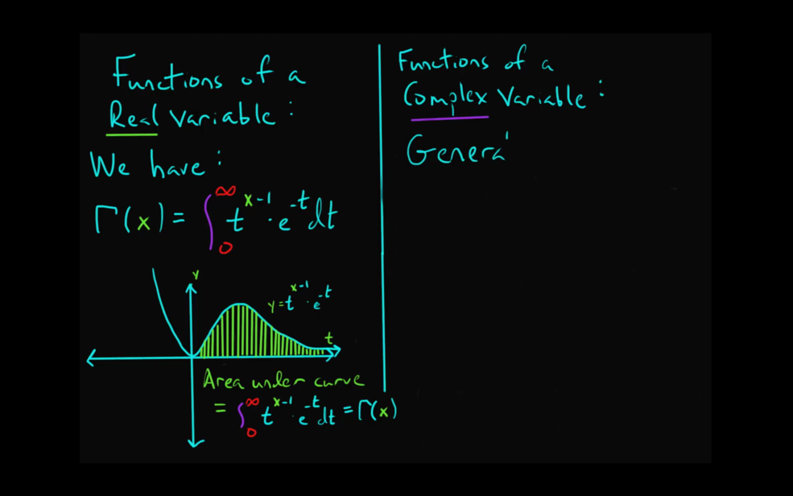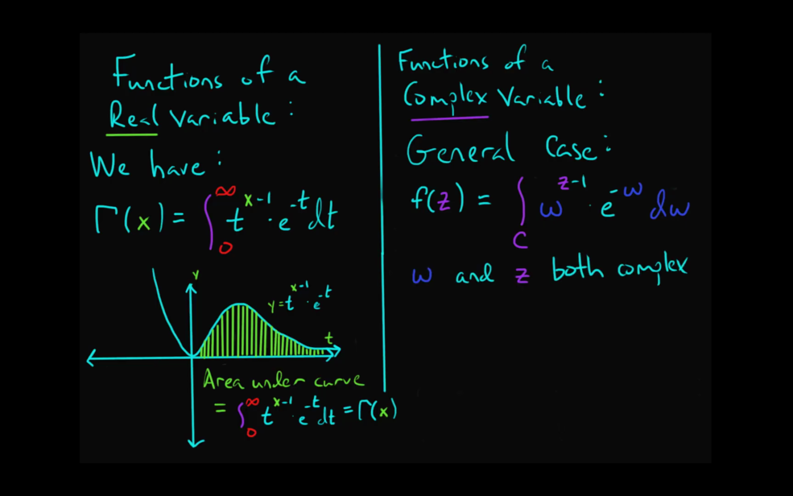So that brings us to our most general case, the case where we have f of z equals the contour integral over some contour C, which we'll discuss in this video at length. And instead of t, we'll use w, representing a complex variable, to the power z minus 1 times e to the negative w dw. And again, w and z will both be complex numbers here. So that's the most general form of the gamma function that we're aiming towards.